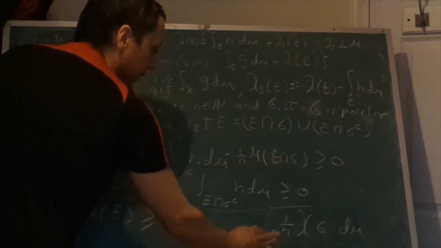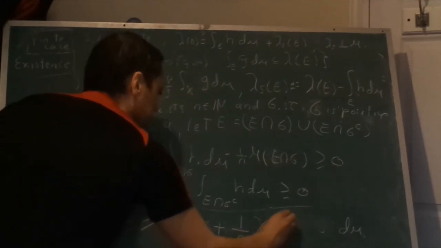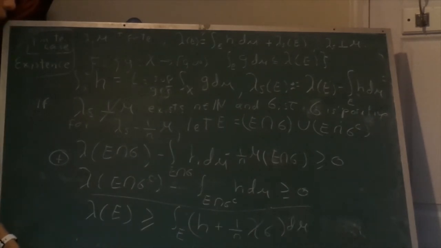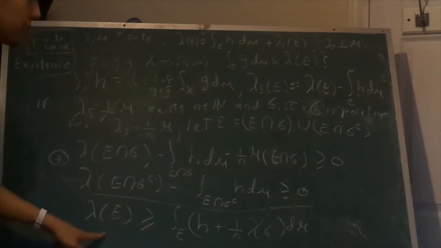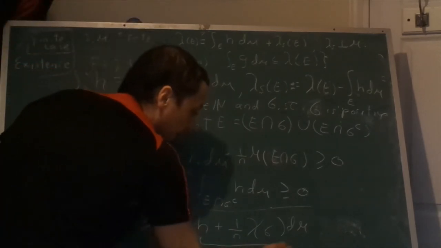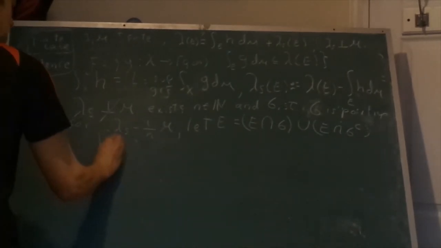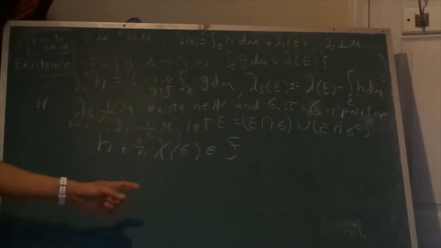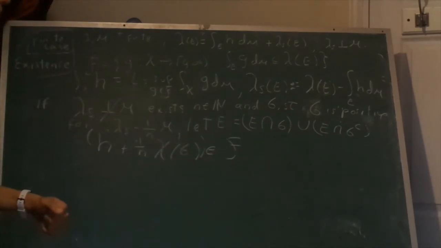So this is h plus 1 over n characteristic function of G. So, because E is an arbitrary measurable set, and we have this inequality, this means that this function is a member of the family F. So what we proved is that this function here belongs in F. So what happens if I integrate over the whole space?